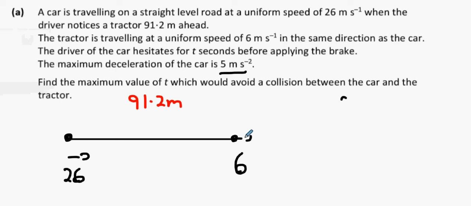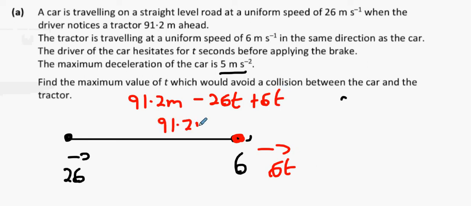If this was stationary, it'd be 91.2 take away 26t. However, we realized that the car also travels 6t. So that actually makes it 91.2 meters take away 20t. Alright? Now, what you can do next is you can write down the UVAST for both of them, like we did last time.